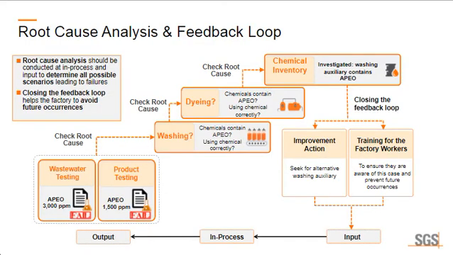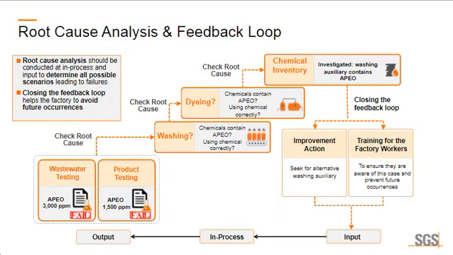So this is the RCA feedback loop. The RCA should be conducted in process and input to determine all possible scenarios leading to the failures, and also the RCA needs to close the feedback loop to help the factory to avoid future occurrences.